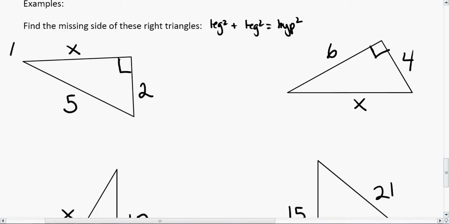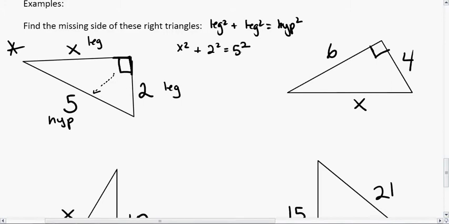So let's look at this first triangle. All right, x, that's a leg, and 2, that's also a leg. And I know that because together they are forming the right angle over here on the top. And 5, that's the length of the hypotenuse, and I know that because it's across from the right angle. So leg squared plus leg squared equals hypotenuse squared. X squared plus 2 squared equals 5 squared.